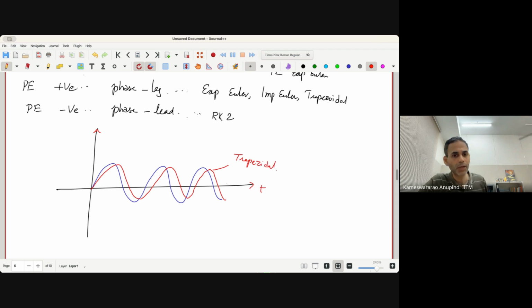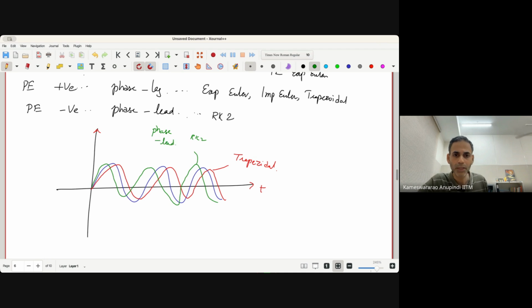Okay, but then why are we calling it phase lag? This is actually coming before the wave rather than after the wave. But still, we are calling it phase lag. Lag means something that is coming later. So similarly, if you look at, let us say, the RK2 method, it is actually unstable, so it's going to diverge. But then it's going to follow this one. Okay, it's going to be like this, RK2. So the green is RK2, which we are calling phase lead.